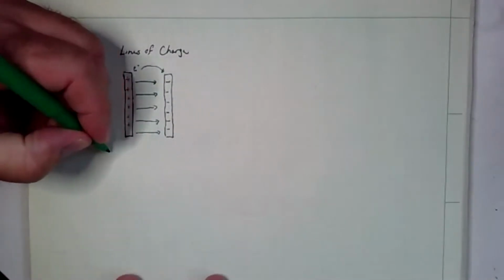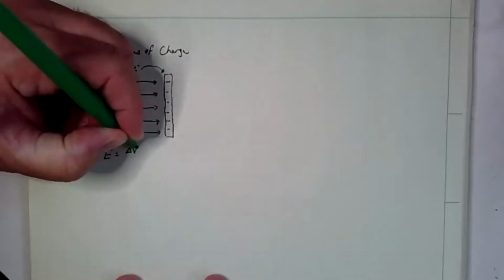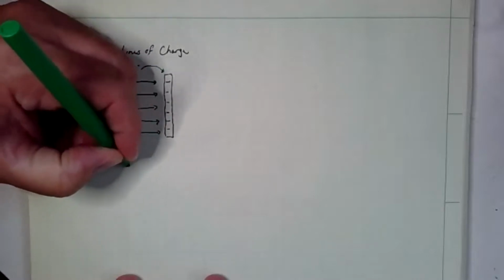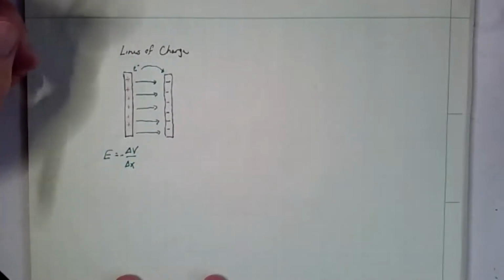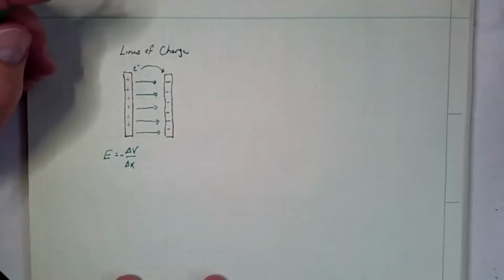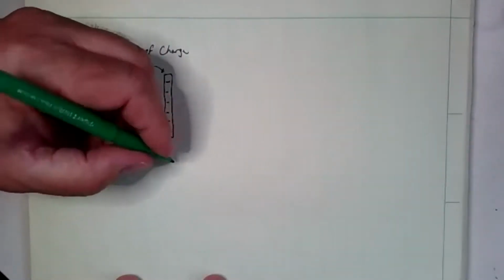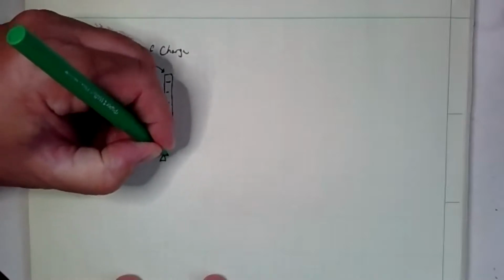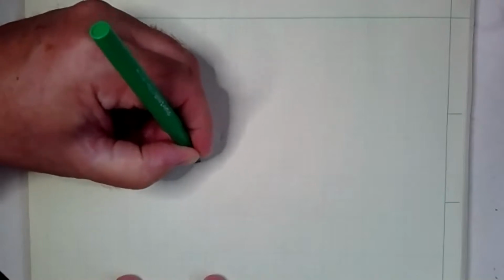And the electric field is going to be equal to the change in potential divided by the change in X. The electric field always points downhill, so we put a minus sign in front of it. And conversely, that means that the voltage, delta V, is going to be equal to minus E delta X.